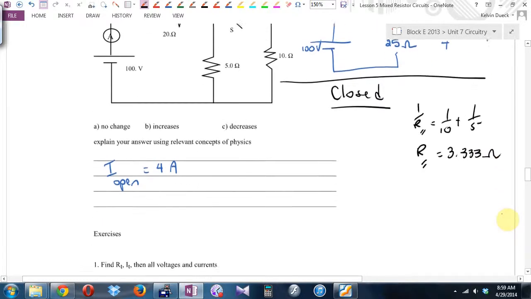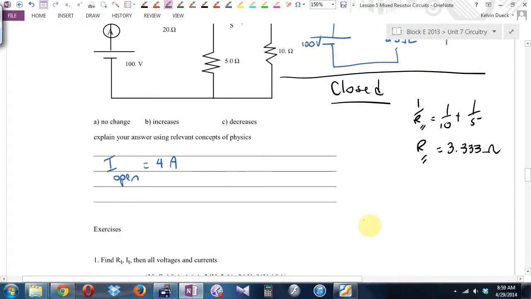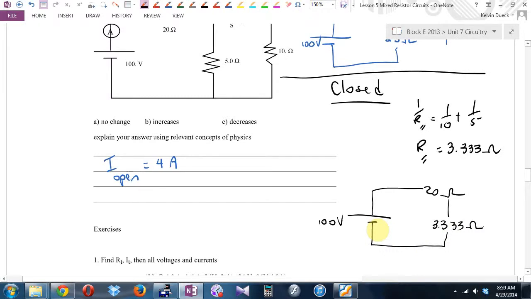So then mathematically what I have is this: 100 volts, 20, and 3.333. What's the total resistance now? Now, here's the weird part. I want you to notice this. This is actually important. This is a fundamental property of circuits, which is very counterintuitive.